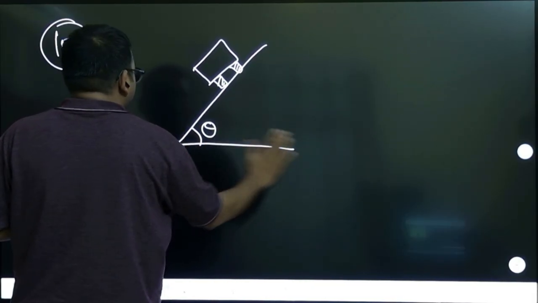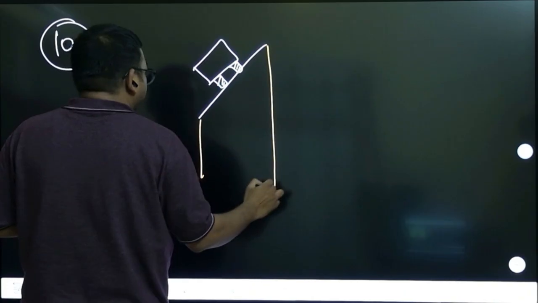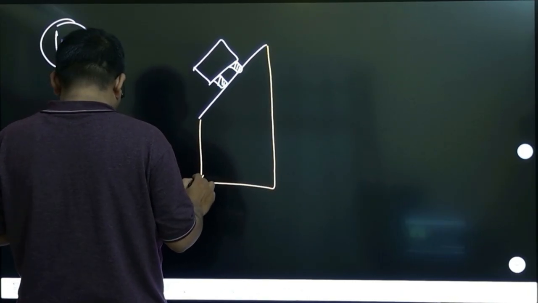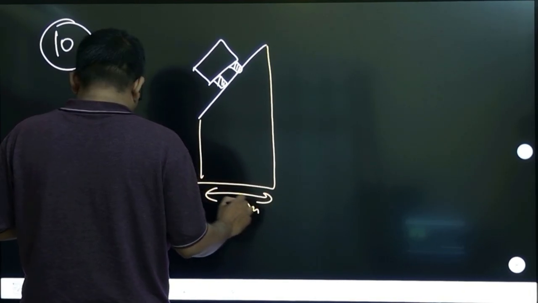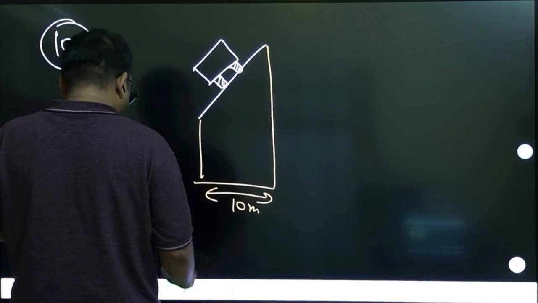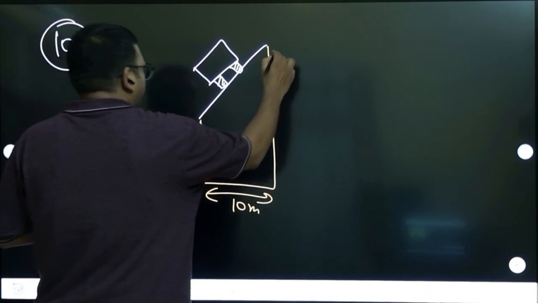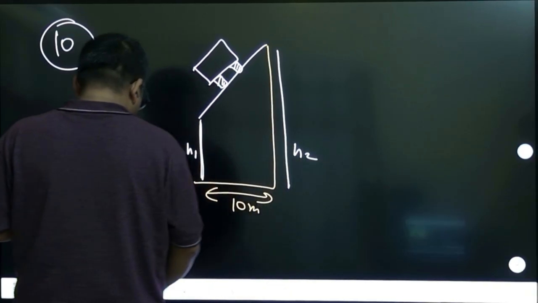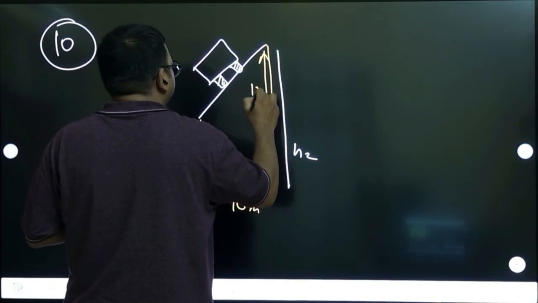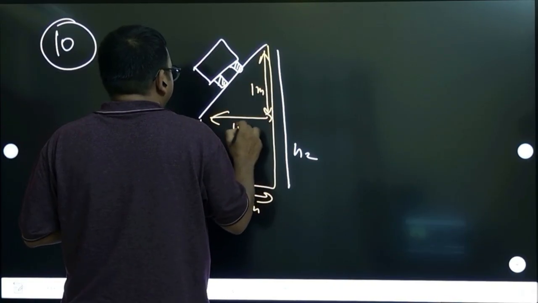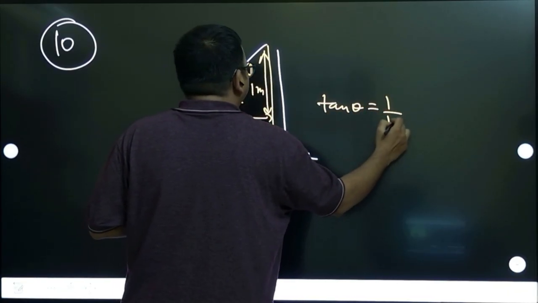If you remember, some questions previously also you have solved in the modules. It is like this they have given the road. So this is the outer edge and inner edge, 10-meter wide, and the outer edge is 1 meter higher than inner edge. So suppose this distance is h1 and this is h2. So h2 is larger by 1 meter. That means this delta h is 1 meter here, and this is 10 meters. That means this tan theta you can easily calculate from this, which is 1 by 10.